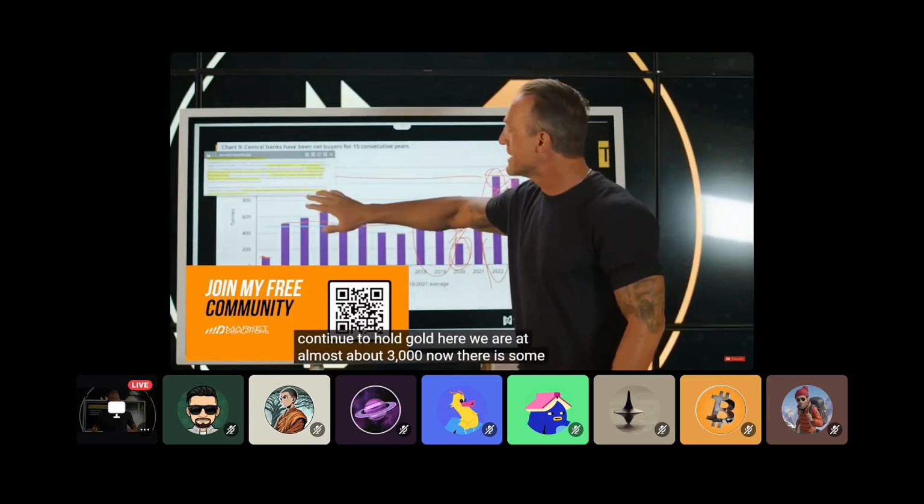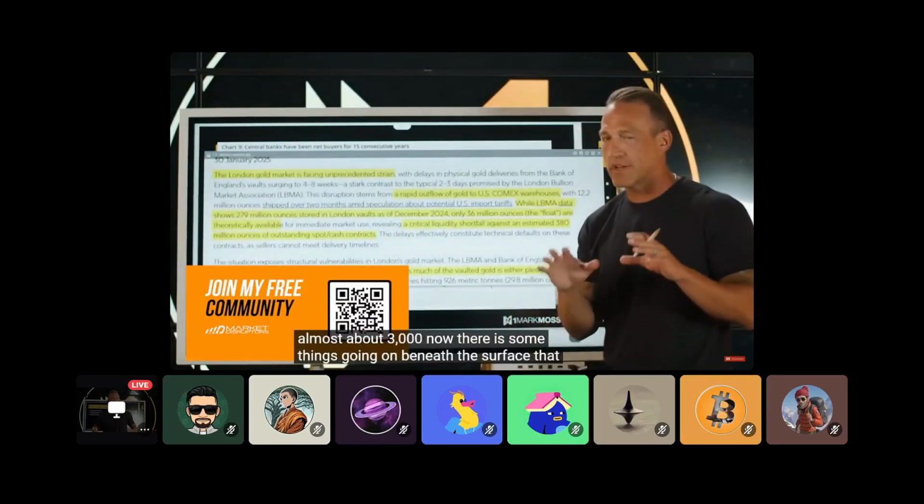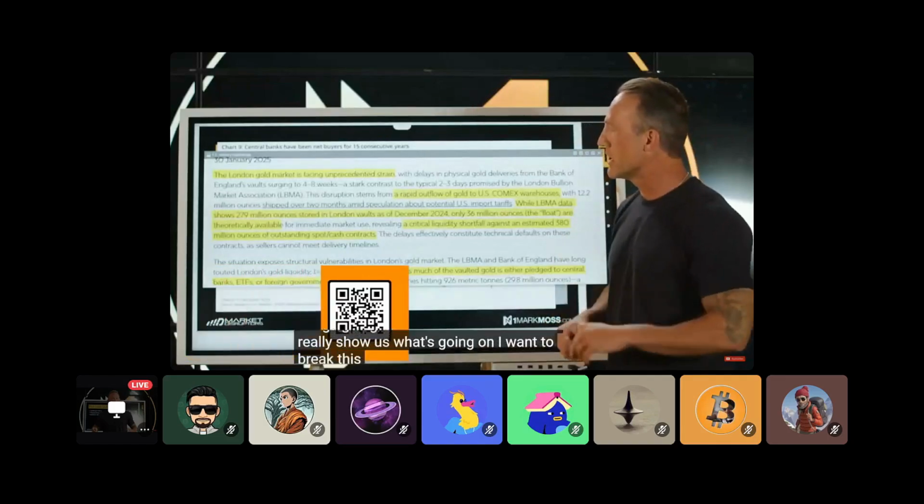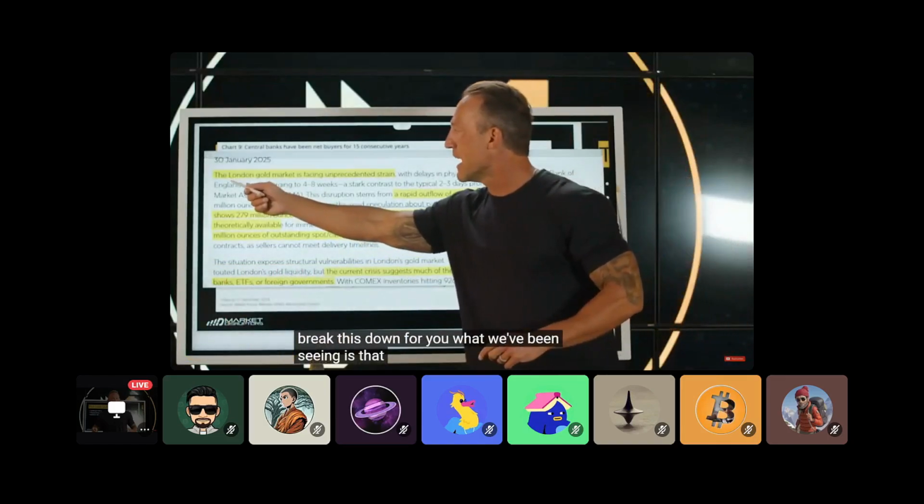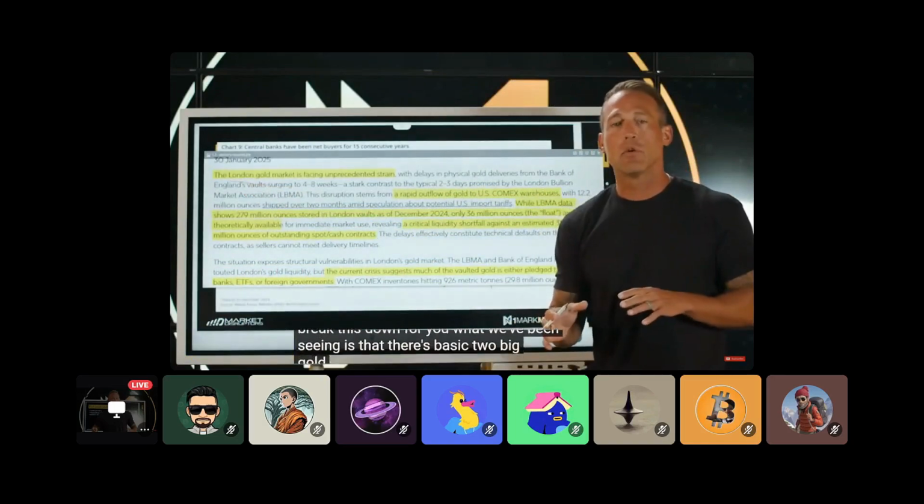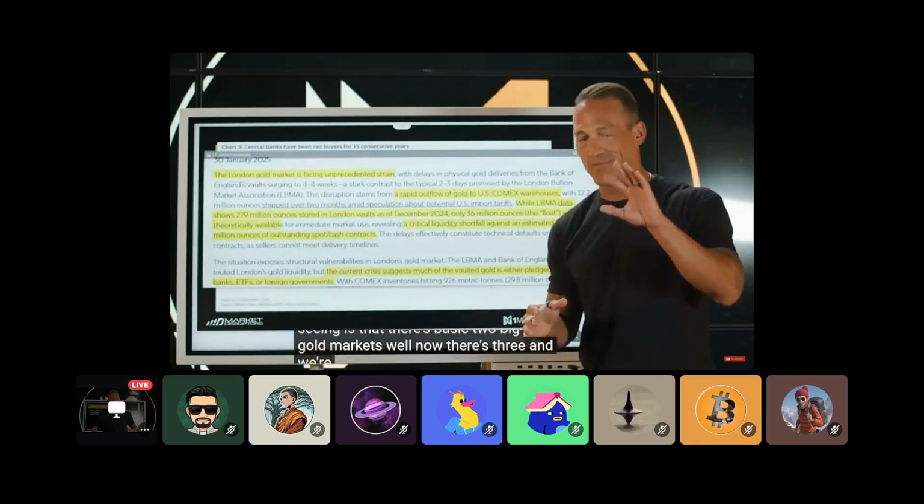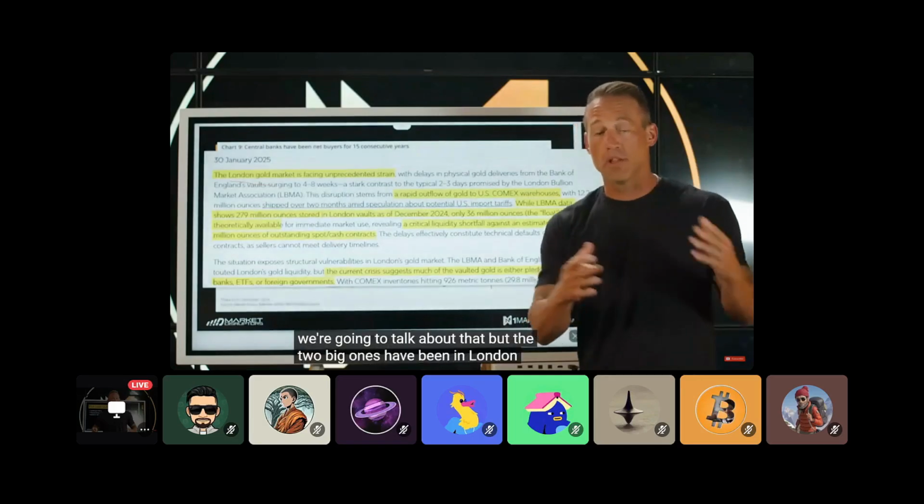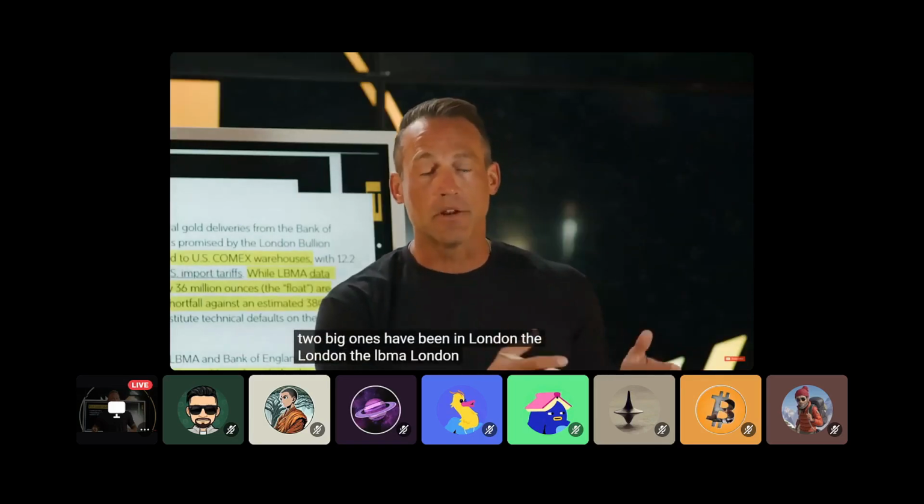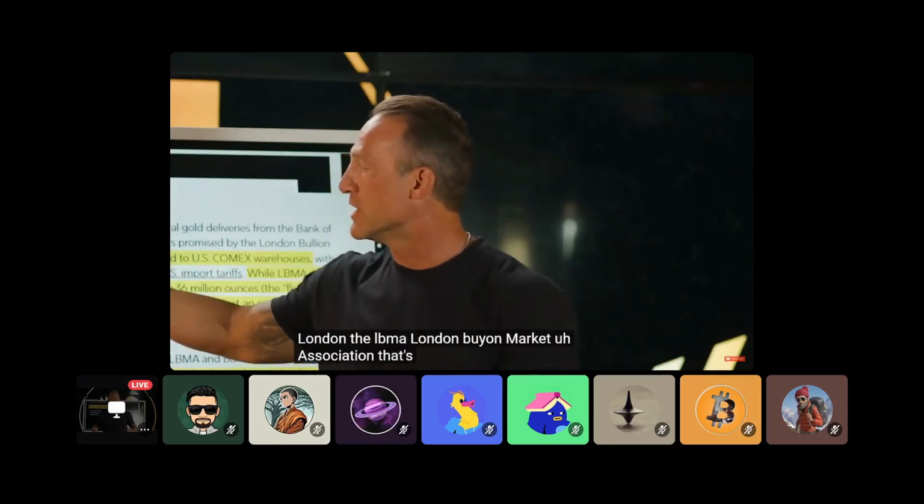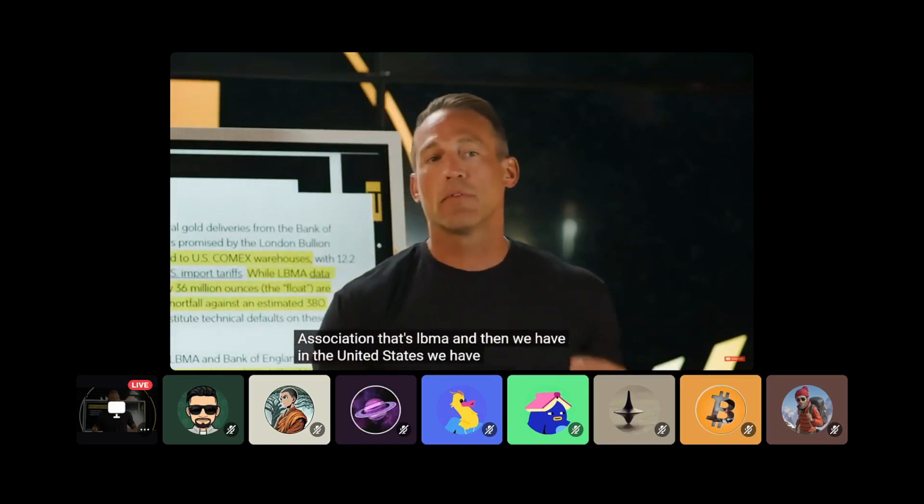Now, there are some things going on beneath the surface that really show us what's going on. I want to break this down for you. What we've been seeing is that there are basically two big gold markets. Well, now there's three, and we're going to talk about that. But the two big ones have been in London, the LBMA, London Bullion Market Association, and then in the United States, we have the COMEX.